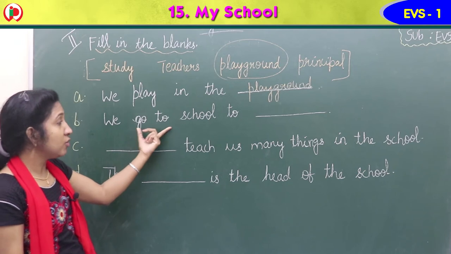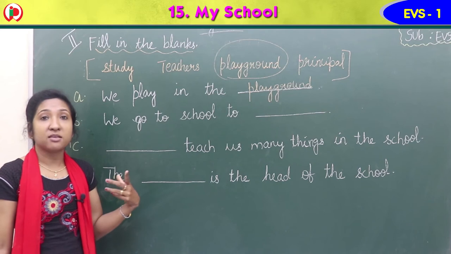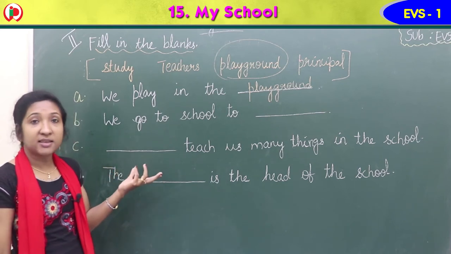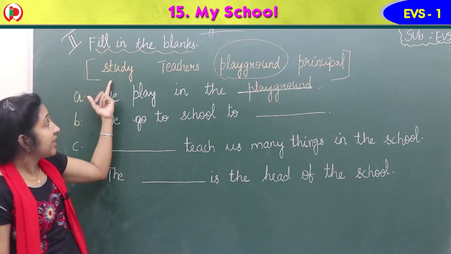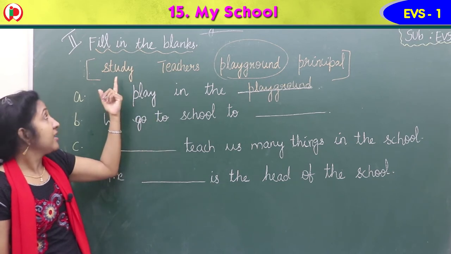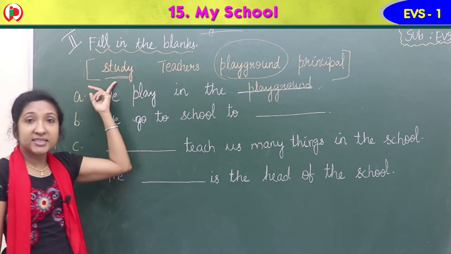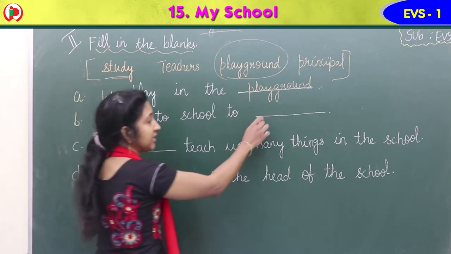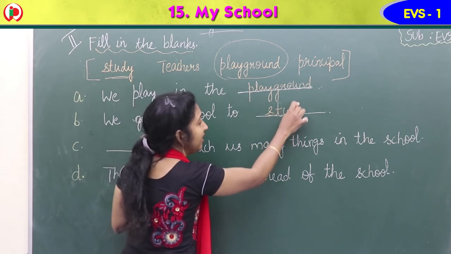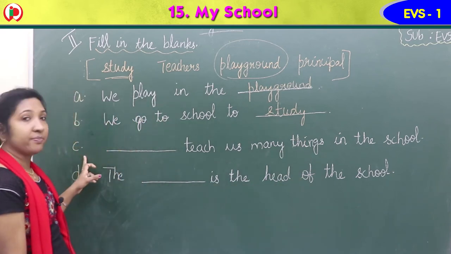Then B, second fill in the blanks. We go to school to dash. Why are we going to school? Yes, we go to school to learn, to study, isn't it? Which is the correct word in the box? We go to school to, yes, the first word, study. This is the answer. S-T-U-D-Y. So write here, study. We go to school to study. S-T-U-D-Y, study. Okay?